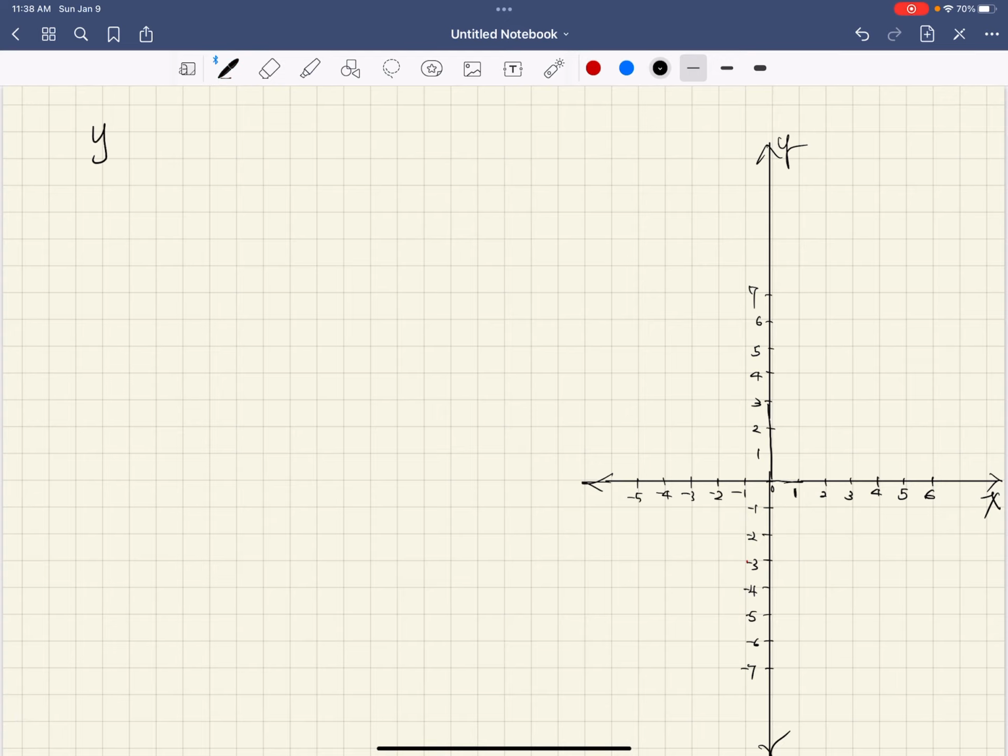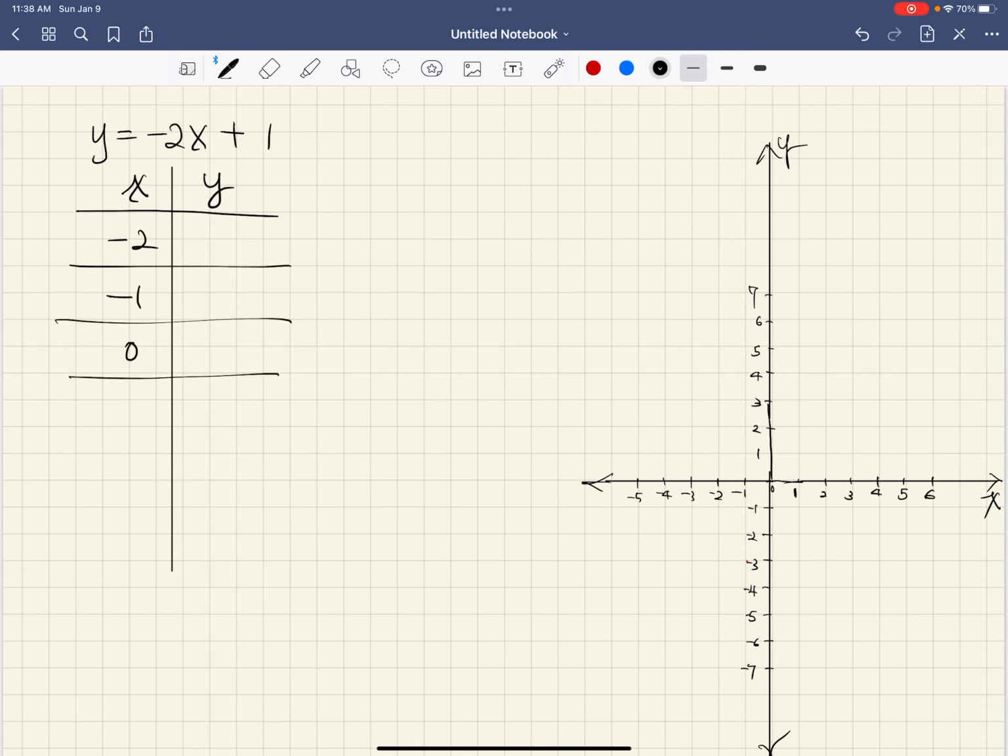Next, y is equal to -2x plus 1. Same thing. Make a table. X, y. I usually use -2, -1, 0, 1, 2 as my x values. And for your y, you just have to plug in. Y is equal to -2 times -2 plus 1. 4 plus 1 makes 5. And if you plug in -1, it's 3. 0, it's 1. 1, -1. 2, -3.